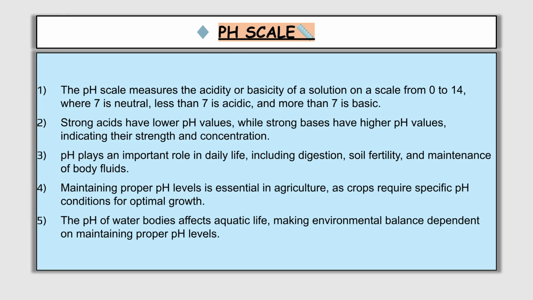The pH scale measures acidity or basicity from 0 to 14, with 7 being neutral. Lower pH means a strong acid, and higher pH indicates a strong base. pH is crucial for daily life, impacting digestion, soil fertility for crops, and the balance of aquatic ecosystems.